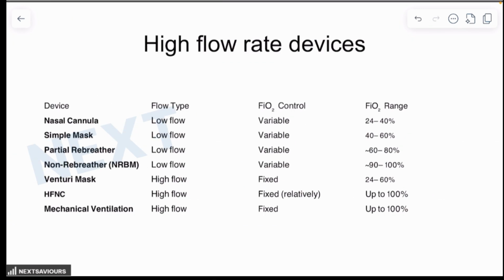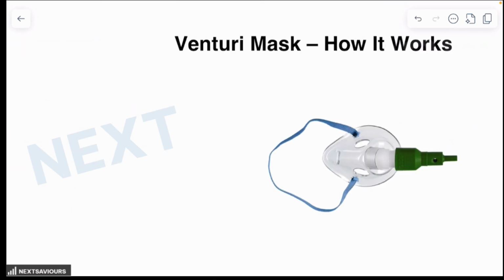All right. Now coming on to the high flow rate devices. These were the low flow rate devices. Now the high flow rate devices. We have talked about the low flow rate devices like nasal cannula, simple mask, partial, and the non-rebreather mask. Now high flow rate devices are the Venturi mask, the high flow nasal cannula, and the mechanical ventilation. Now, first is Venturi mask because they have asked the question on the Venturi mask also.